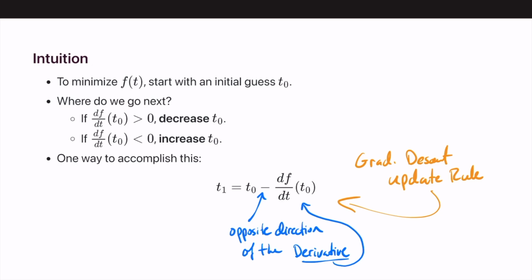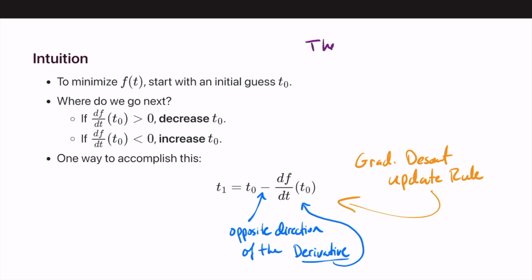So if the derivative with respect to t naught is greater than 0, then t1 equals t naught minus some sort of result, and then the opposite is true, of course, if it's less than 0. So that's the general intuition, and really our t's, t naught, t sub 1, t sub 1,000, whatever, they're just guesses for what the best t, that is the t star, is that minimizes the function. So I guess I will write that.